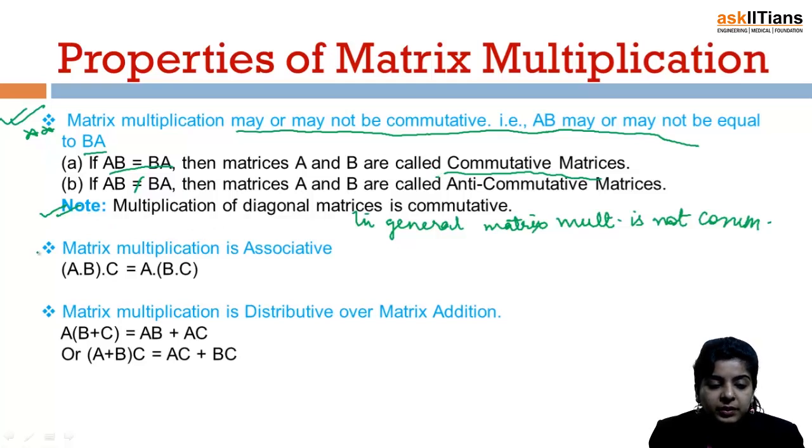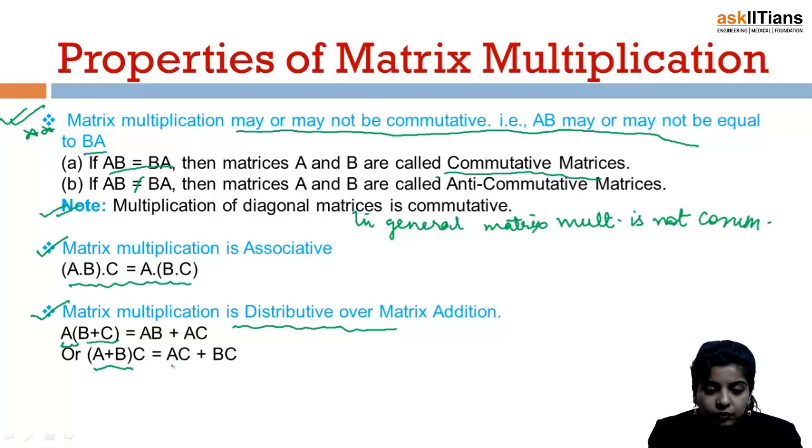Next we have is matrix multiplication is associative, like we discussed in case of addition of matrices. In case of multiplication also associativity holds true. Next, matrix multiplication is distributive over matrix addition. What does that mean? If I have got three matrices A, B and C, then A into B plus C, if I multiply the matrix A to the sum of B plus C, that would be equal to the product of AB plus product of AC. Or we can have it the other way around. I add A and B and multiply the resultant by C. That would be equal to the sum of product of AC and BC.